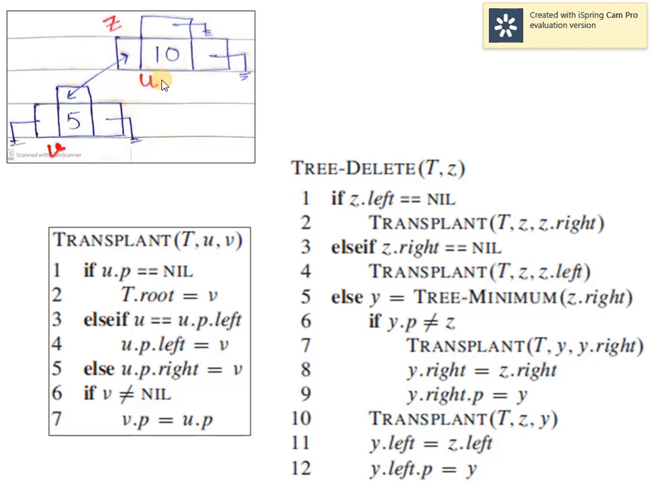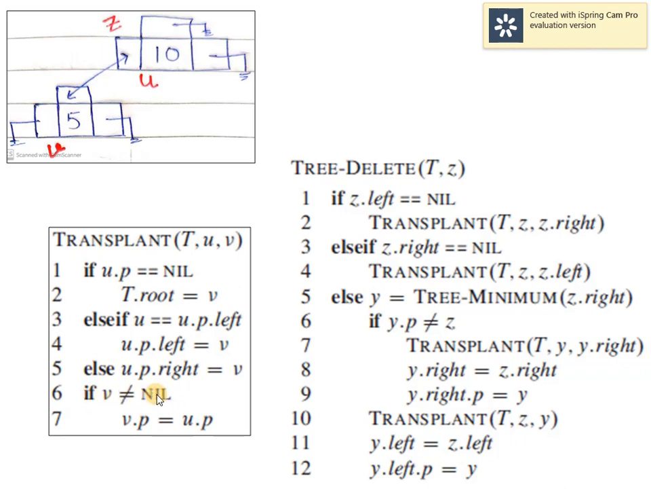Z will become u and z.left will become v. So after the execution, what will happen? We will first check whether the parent of u is null or not. In this case, the parent of u is null. We are actually updating the root of the tree to v. Since this if is executed, all the remaining else ifs will be discarded and we will reach line number 6. Then we have to check if v is null or not.